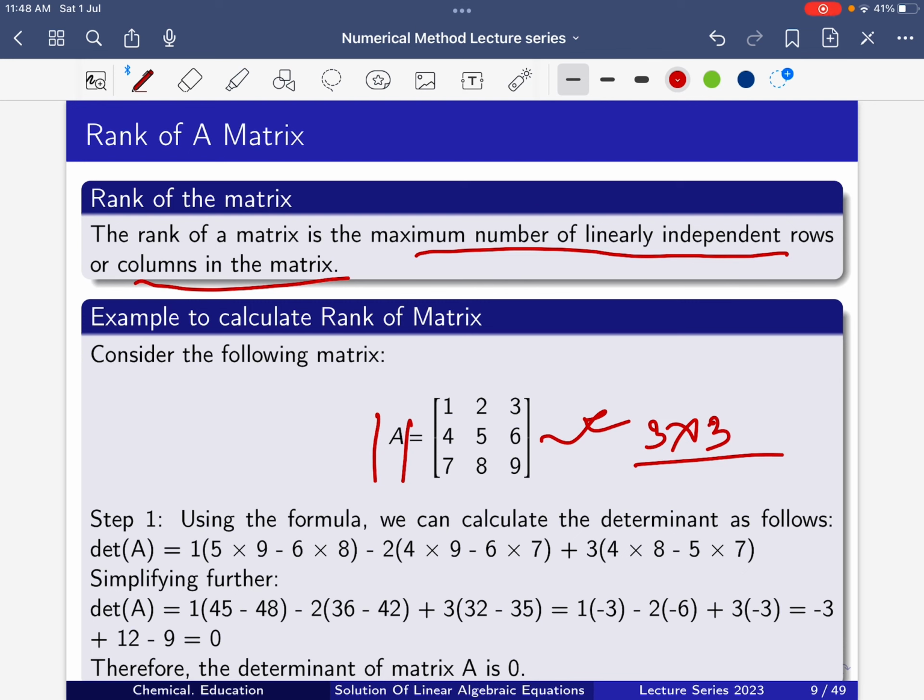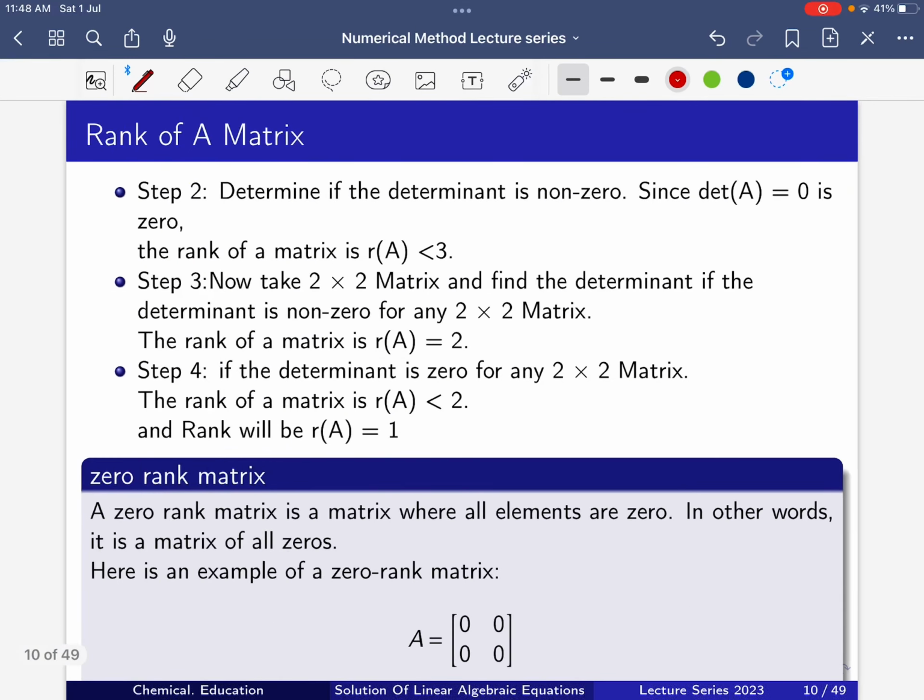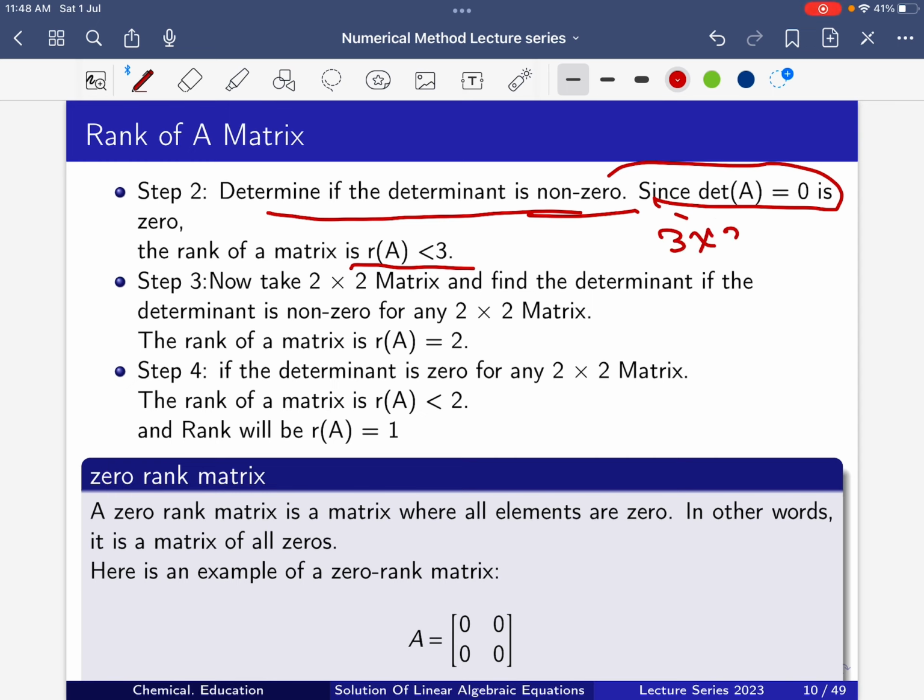If the determinant of A is 0, then what will happen? Our target is first to determine whether the determinant is non-zero. But here, since the determinant of A is 0, the rank will be less than 3, because the order is 3x3, so the maximum rank would be 3. As the determinant is 0, the rank will be less than 3. Now step 2: if the rank is less than 3, what will the rank be?